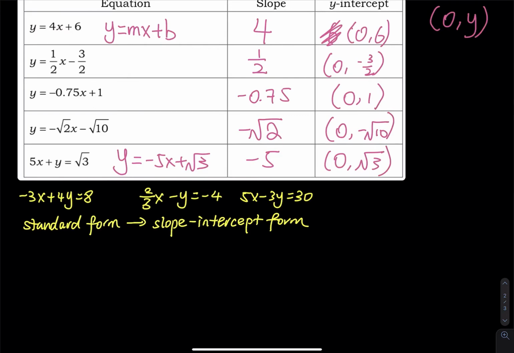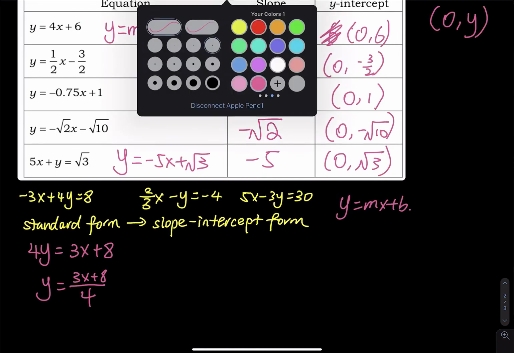So I have these 3 standard form equations. I want you to put them in slope-intercept form, y equals mx plus b. So for the first equation, I would like to add 3x on both sides. So you have 4y equals 3x plus 8, and then divide both sides by 4: 3x plus 8 divided by 4.